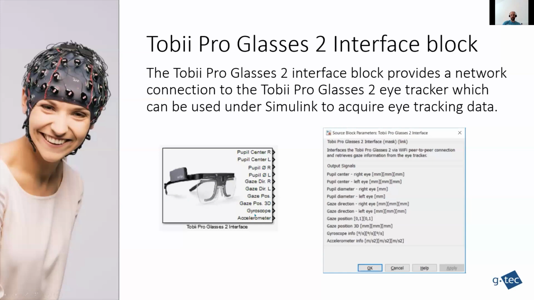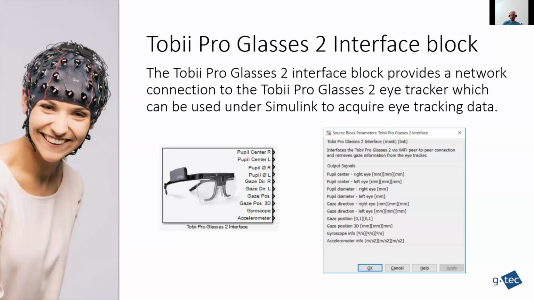and then it will provide this information to the Simulink model for further processing. As I already said before, it provides a network connection, so the glasses themselves activate a Wi-Fi that you need to connect to with a password, and then you're free to connect to the eye tracker and get the eye tracking data from the glasses.